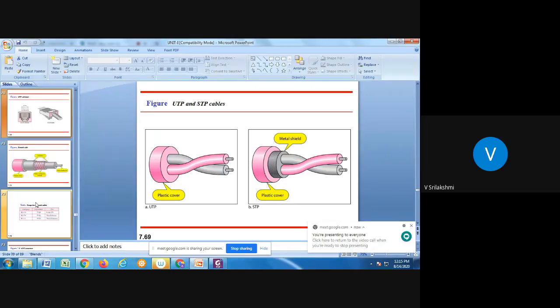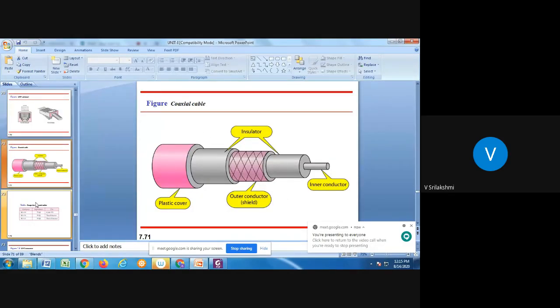What is the next type of cable we have in guided media? Coaxial cable. The next guided medium we have is coaxial cable. As the name suggests, coaxial. See here, the structure of this coaxial cable looks like this. At the inner part, or the starting part, you have the inner conductor, which is generally made of metal. Here we use copper for the inner conductor, because copper is a good conductor of electricity. So the inner conductor is made of copper wire.